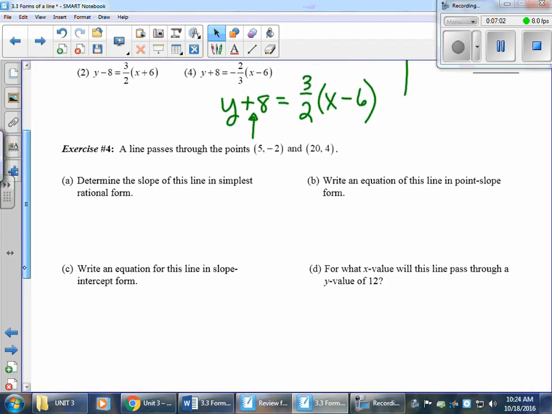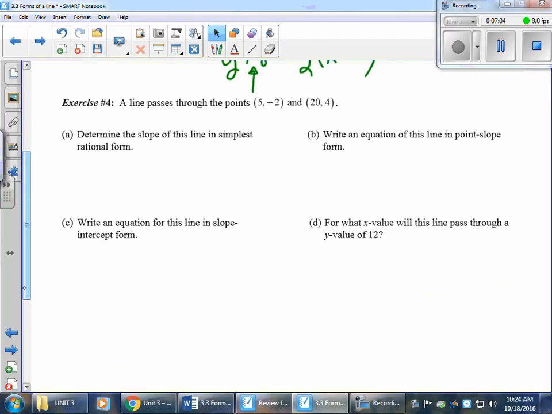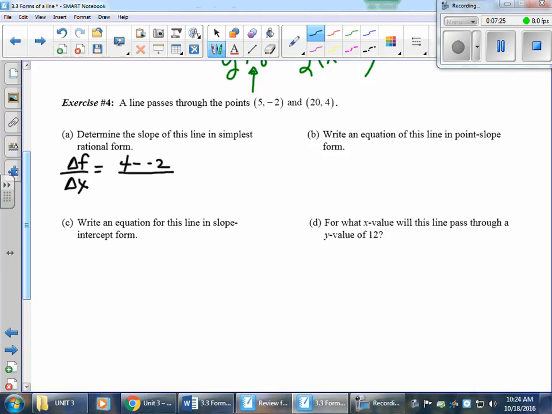Moving on to exercise 4. A line passes through the points (5, -2) and (20, 4). Determine the slope of the line. Well, hopefully you remember from last year, from last week, from yesterday, that the change in y over the change in x is going to be 4 minus a negative 2 over 20 minus 5, which is 6 over 15, which reduces to 2/5.